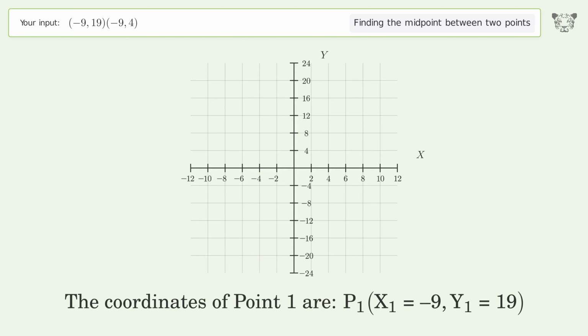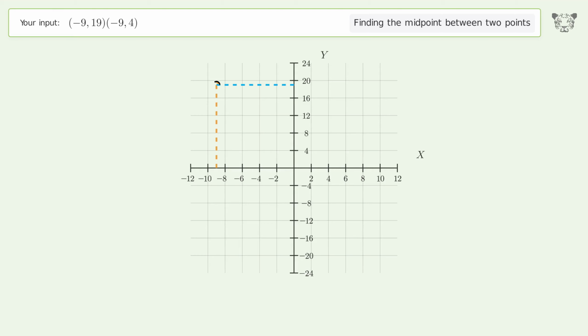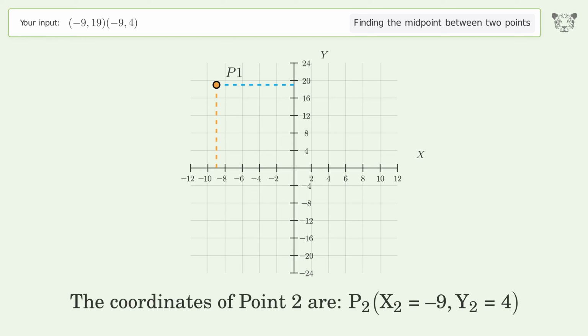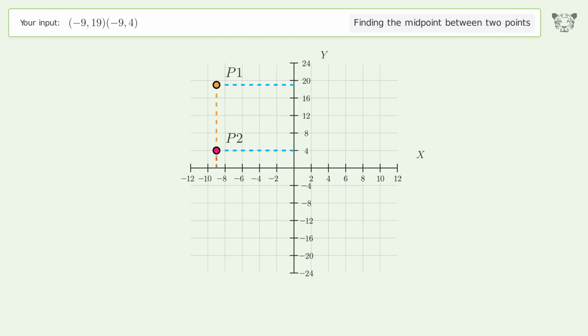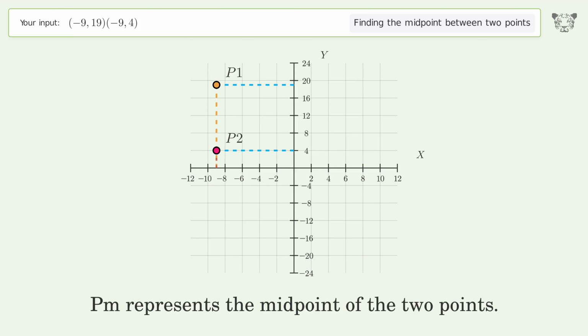The coordinates of point 1 are, x1 equals -9, y1 equals 19. The coordinates of point 2 are, x2 equals -9, y2 equals 4. PM represents the midpoint of the 2 points.